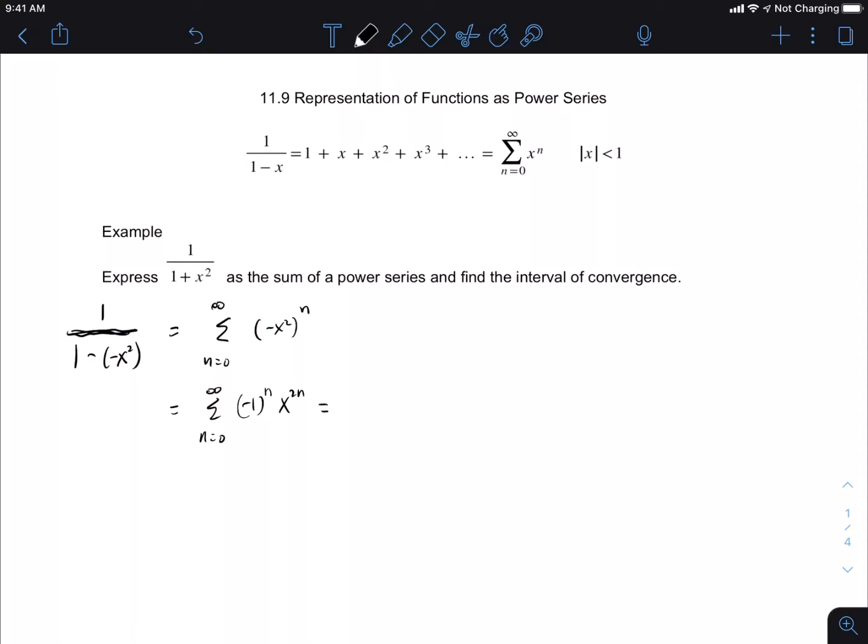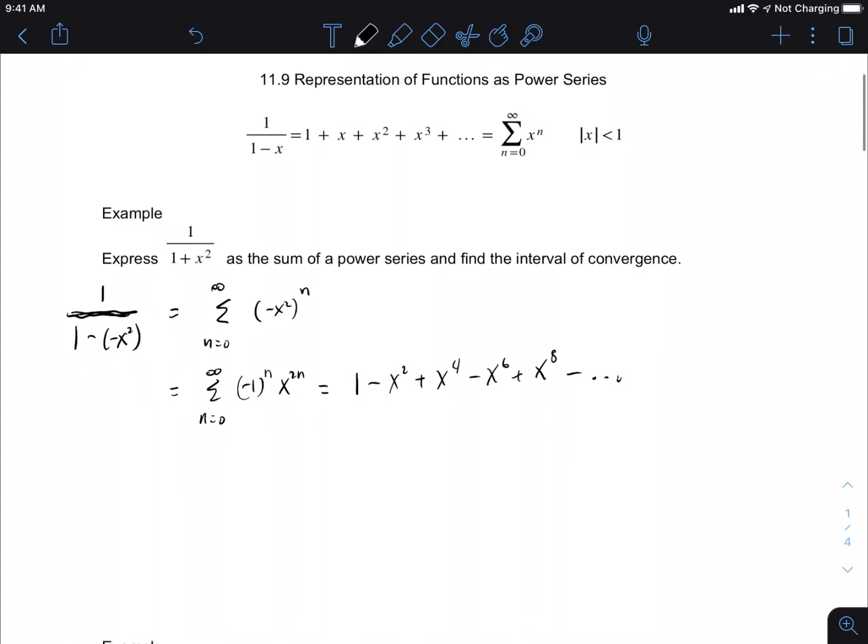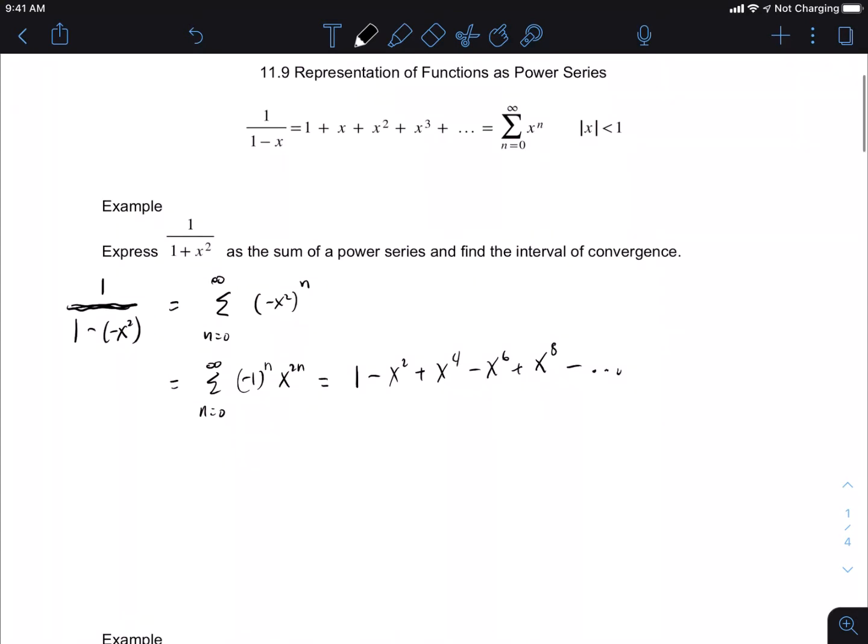So what we're going to end up having is 1 minus x squared plus x to the fourth minus x to the 6th plus x to the 8th minus, and then dot, dot, dot, going on forever. Well, what we end up noticing here is this is a geometric series, just like the original power series that we had.